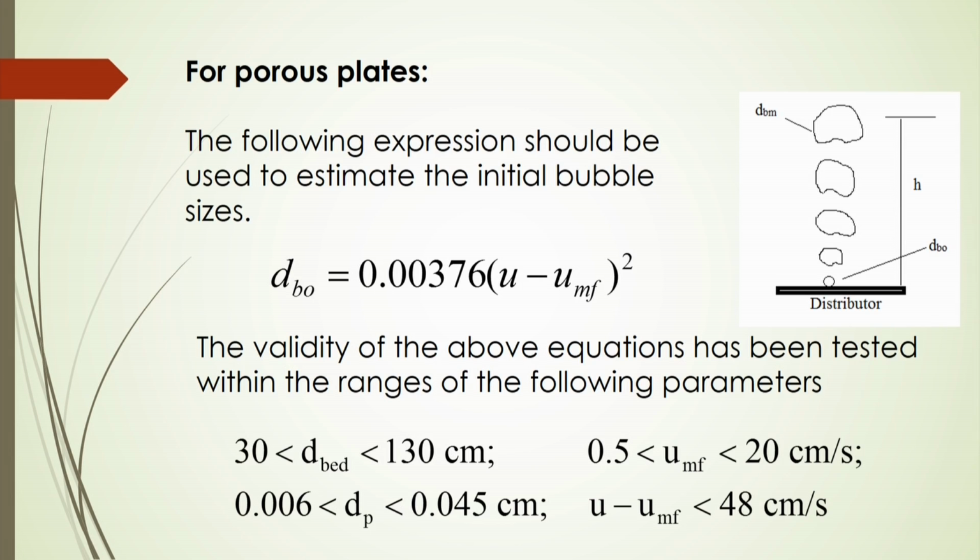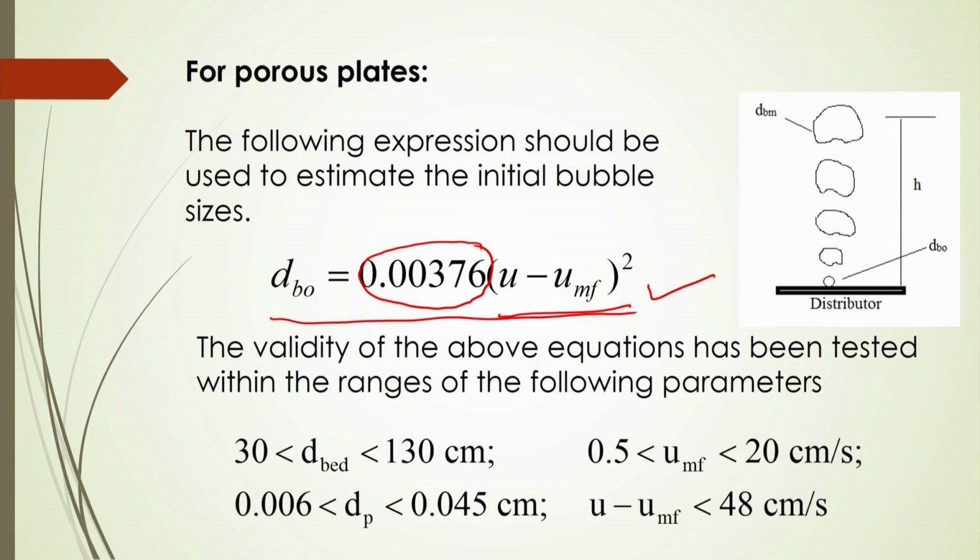For the porous plate distributor, again they have developed a correlation. They have seen that the initial bubble diameter is directly related to the relative velocity. The initial bubble diameter is proportional to the square of the relative velocity, and the proportionality constant is 0.00376. So, this expression can also be used to calculate the initial bubble diameter. Again, this correlation is validated within a certain range.